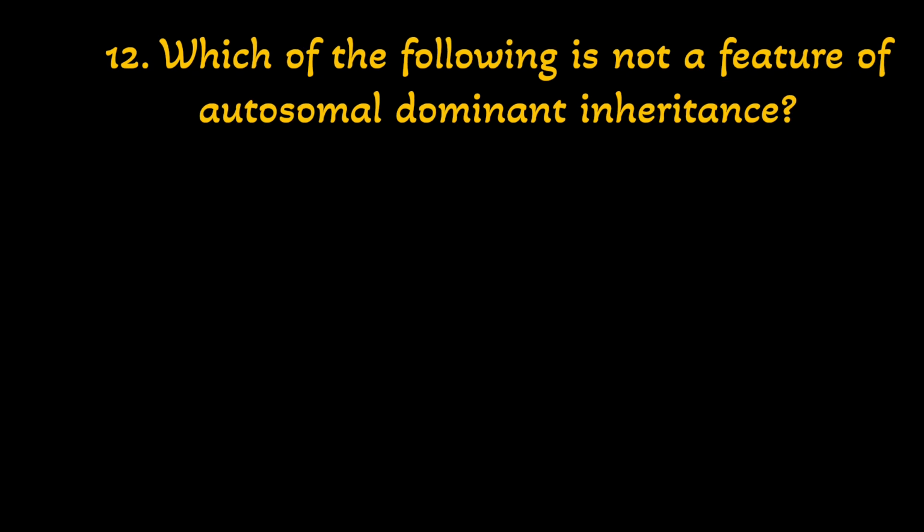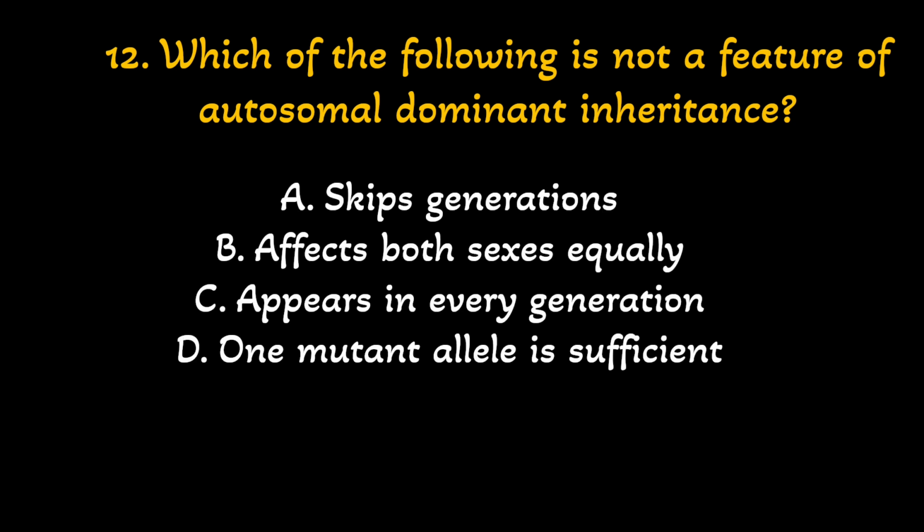Now let's see the 12th question. The 12th question is, which of the following is not a feature of autosomal dominant inheritance? Among the 4 options, we have to find out which is not a feature of autosomal dominant inheritance. The options are A, skips generations. Option B, it affects both sexes equally. Option C, appears in every generation. And option D is 1 mutant allele is sufficient. So what do you think?